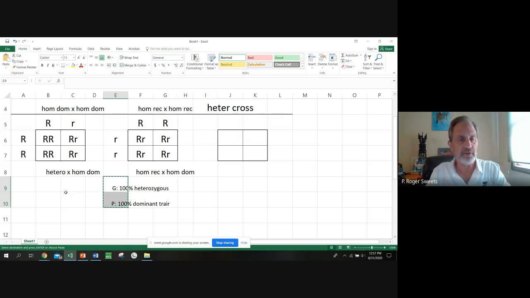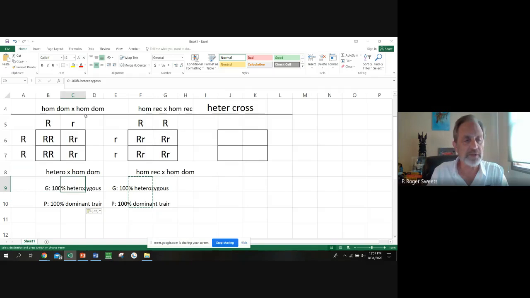I'm just going to copy these over here so I don't have to repeat myself all the time. Here we see the genotype is going to be a 1-to-1 ratio, isn't it? The genotype is going to be 50% heterozygous, and 50% homozygous dominant.